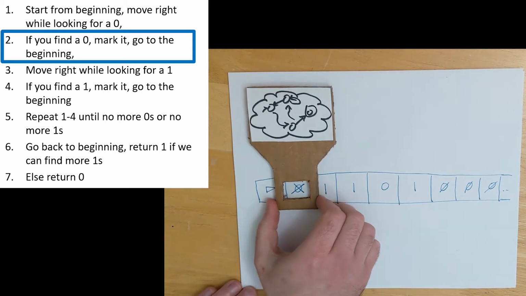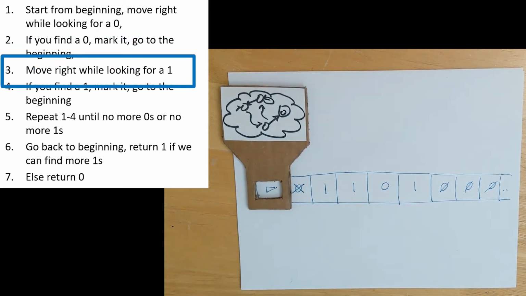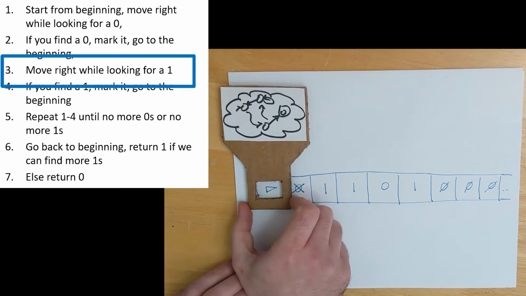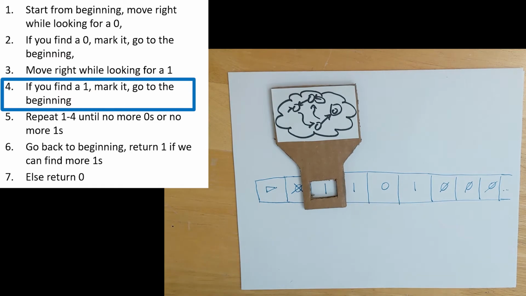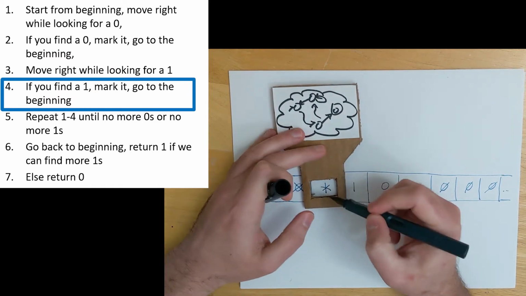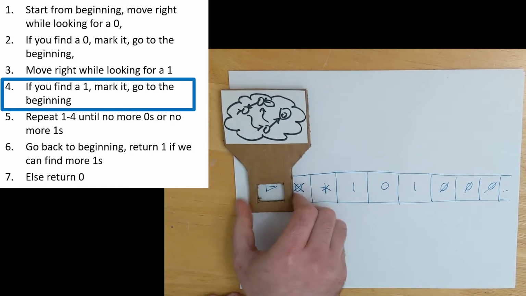And then it's going to return to the beginning. Then after that, it's going to move right looking for a one. So move right, is this a one? No. So let's move right again. Is this a one? Yes, this is a one, so let's mark it off. And then go to the beginning.